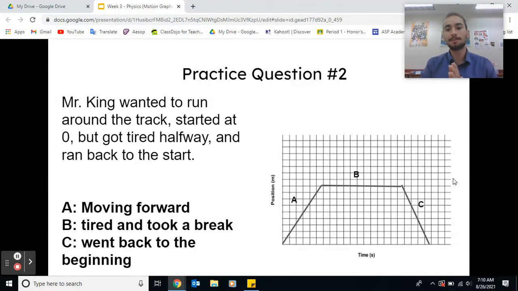Hopefully you notice that it's a trapezoid. So it starts out running forward, assume at the same speed. You could have a little curve, but I assumed everyone would put it at the same speed. Then I took a break, and it was a long enough break so I could run back at the same speed too.